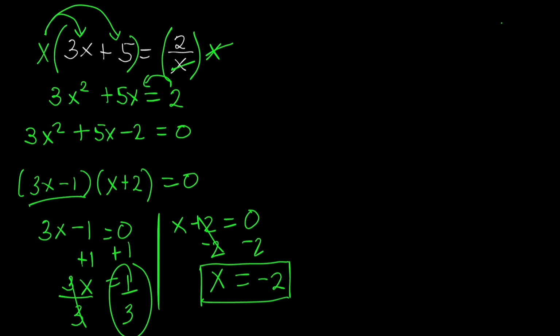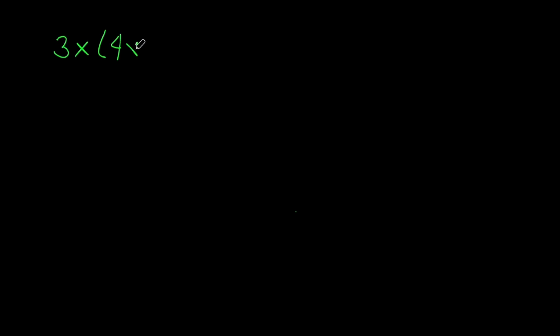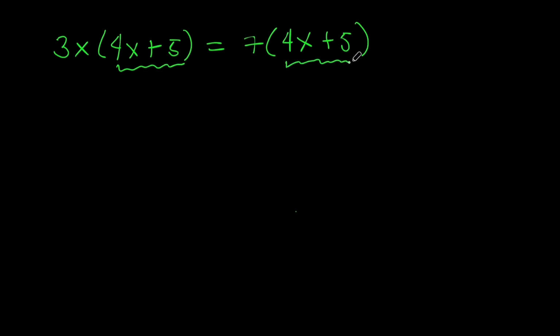Okay, so we move to the next problem. We have here 3x times (4x plus 5) equals 7 times (4x plus 5). Look, both sides have the same thing, right? On our left side we have 4x plus 5, and on the right side we have 4x plus 5. Basically, we can cancel them out. Okay, it canceled them out.